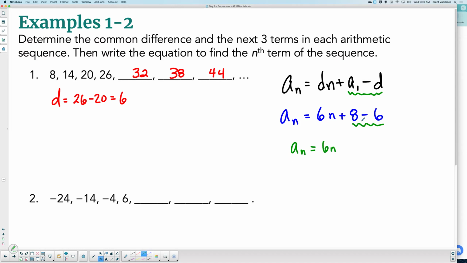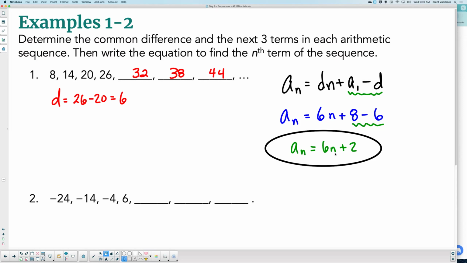8 minus 6 is 2. There's our formula right there. That's what we call the nth term formula. It's a really weird thing, but it just means if you need to find any particular term, you can plug in a number, you'll get it. I'll show you. I'll prove it to you.